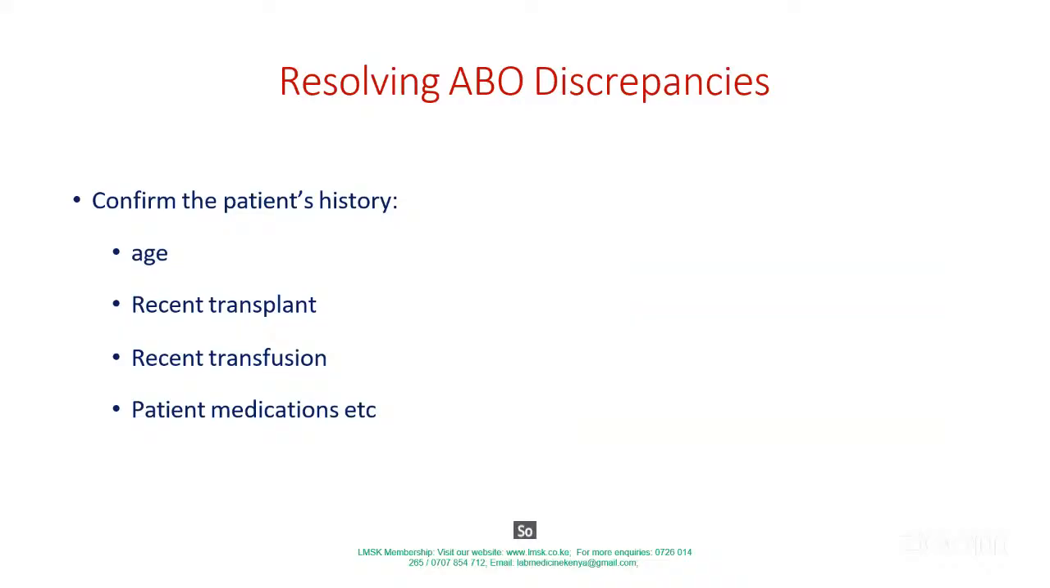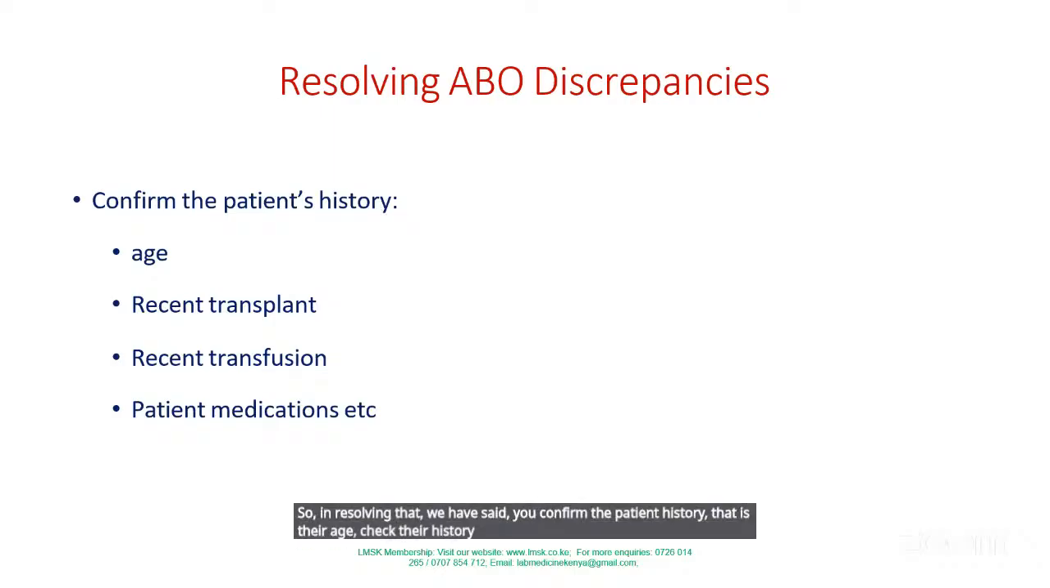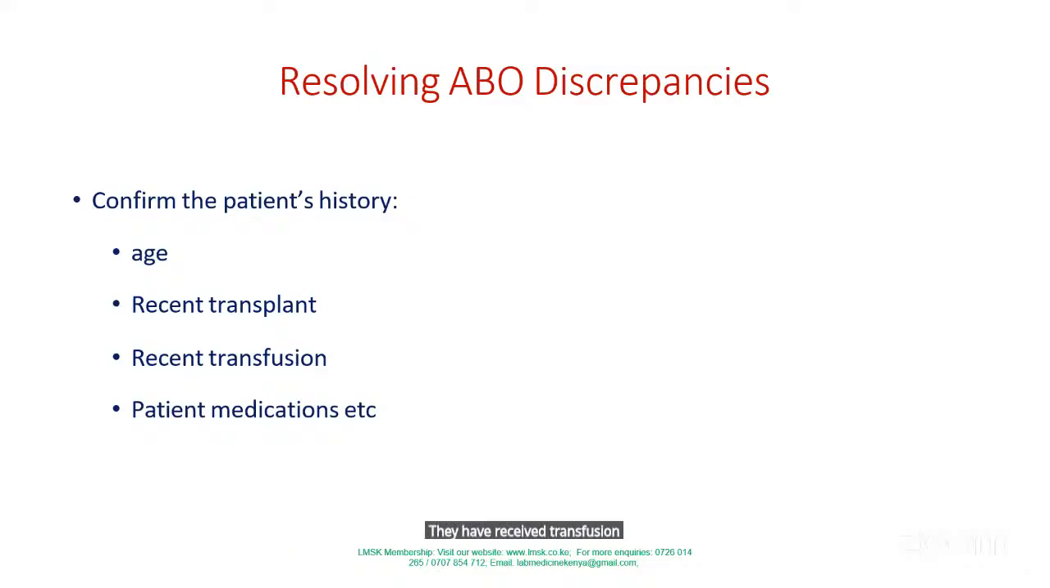So in resolving that, we have said you confirm the patient history, that is their age, check their history. Maybe they are a transplant patient, they have received a transfusion in the recent past, or they could be on medication.